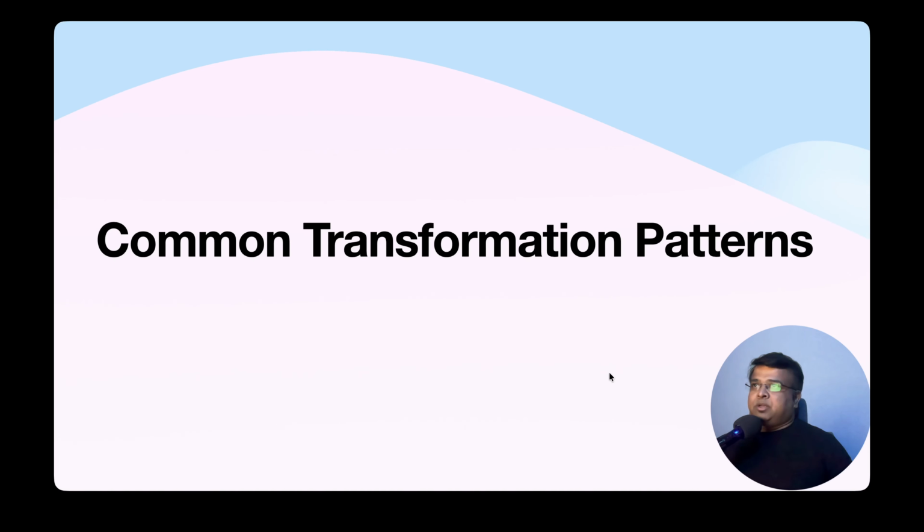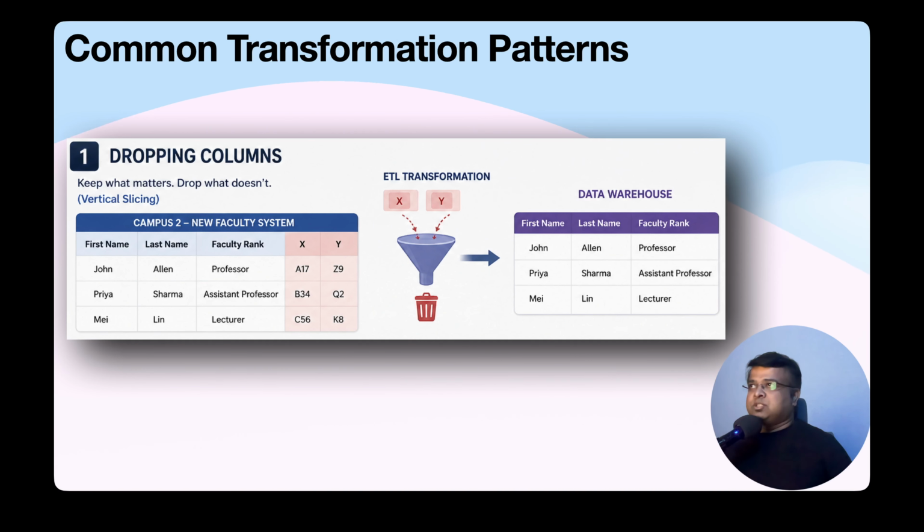The first one is dropping columns, which you can think of as vertically slicing the data. Imagine you're pulling the data from campus to a new faculty system. We have details like first name, last name, and faculty name for a few new faculty members, but then there are some other extra columns, let us say X and Y here, containing random codes or values that really don't matter for analytics.